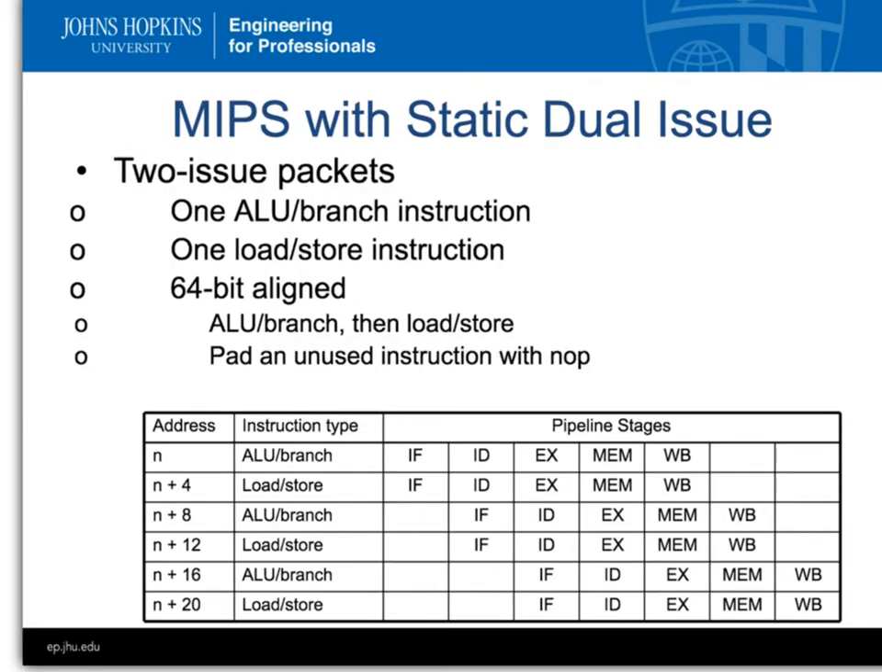Here's the idea: issue 2 at a time. The one we're going to look at is a MIPS data path where you can issue one instruction that uses the ALU or a branch, and one with a load or store at a time. So the instruction in this slot has to be an R type or a branch. This one has to be a load or a store.